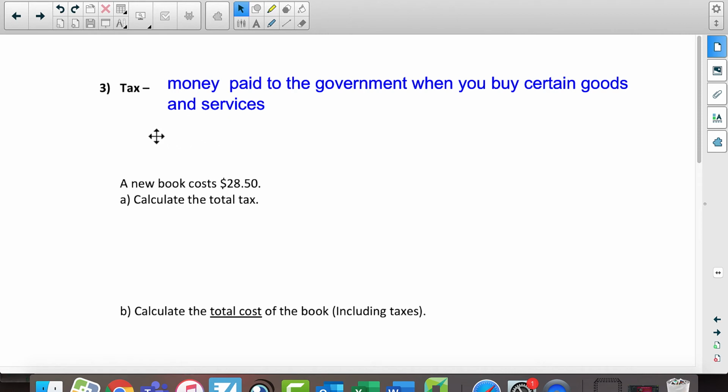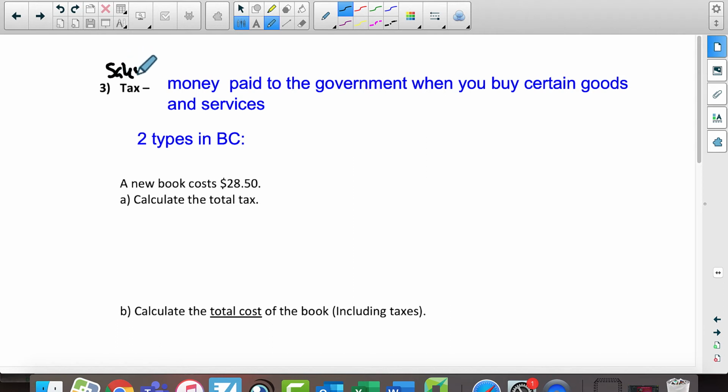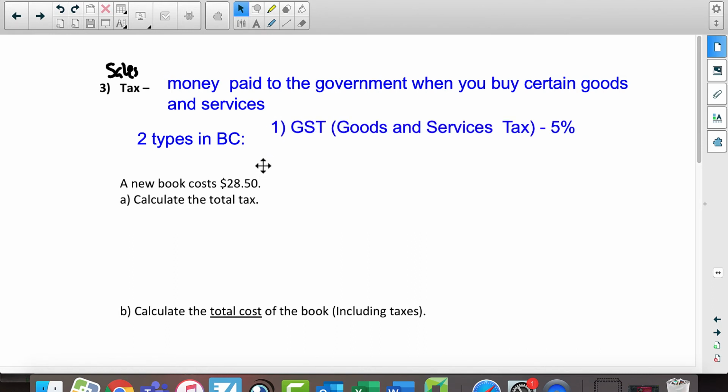Now, in Canada, in BC, there are two types of sales tax. I'm specifically talking about sales tax here, not income tax. These are taxes you pay when you purchase things. One is called the GST, the goods and services tax. That's what GST stands for. And it's 5%. That's paid in every province in Canada. They have to pay that.